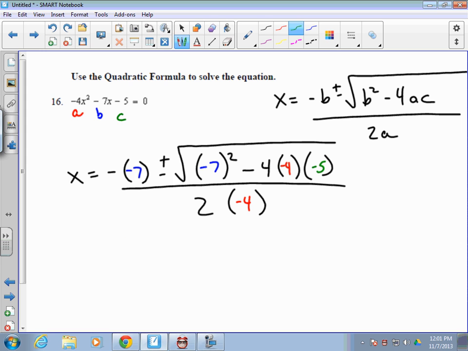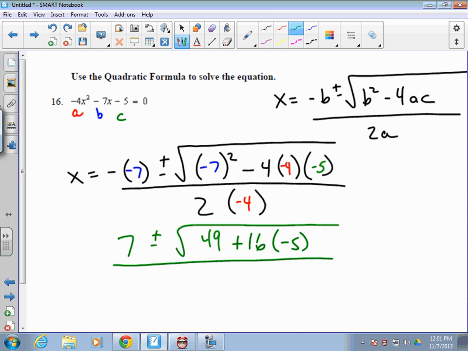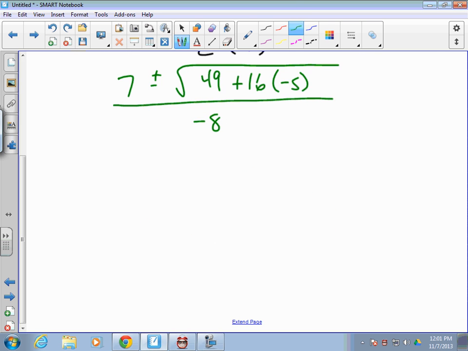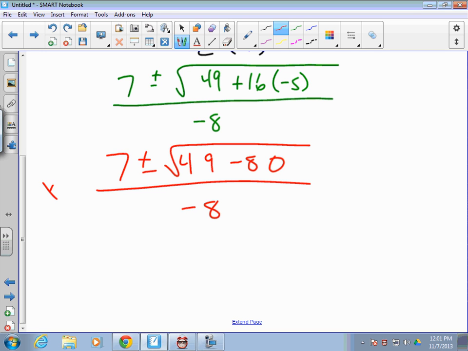Negative 7 is positive 7 plus or minus the square root. Negative 7 squared is 49. Negative 4 times negative 4 is going to be plus 16. And then 16 times negative 5 is going to be a larger number. So 2 times negative 4 is negative 8. So 16 times negative 5, we know 6 times 5 is 30, and then 5 times 1 plus 3 is going to be 80. So we have negative 80 there. So 49 minus 80, that's still under the radical symbol. So 7 plus or minus that over negative 8. Again, all of that's still equal to x.